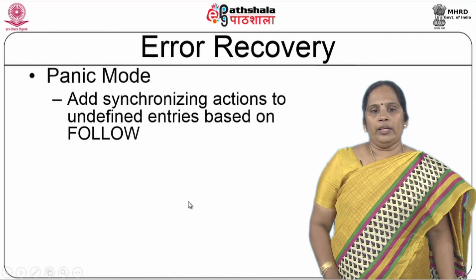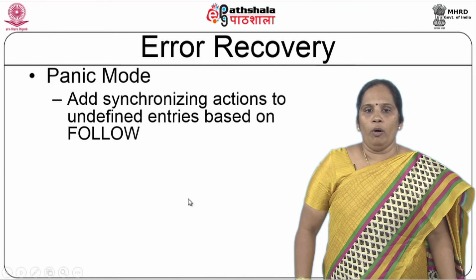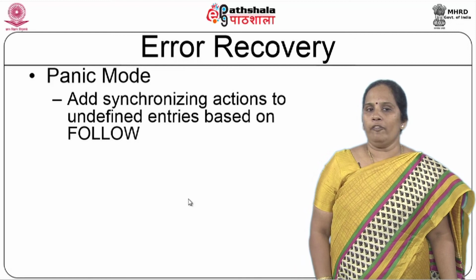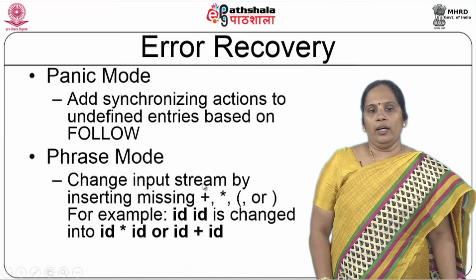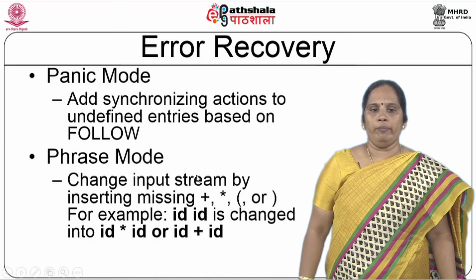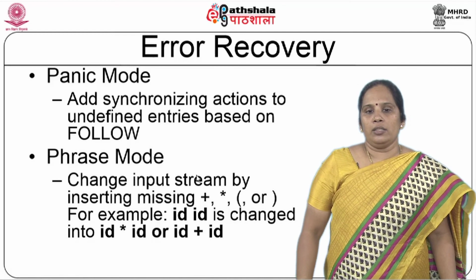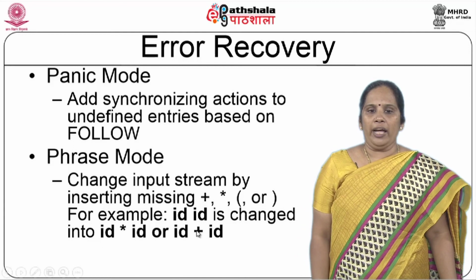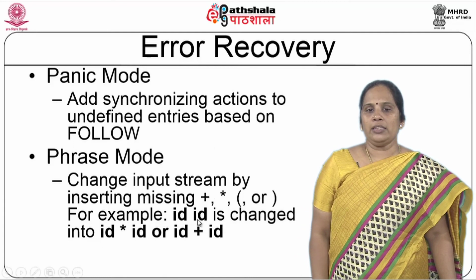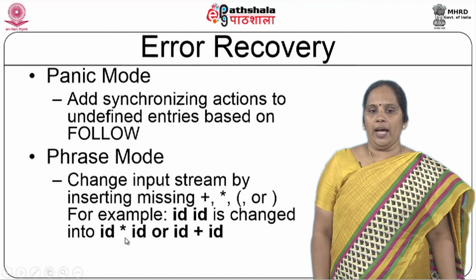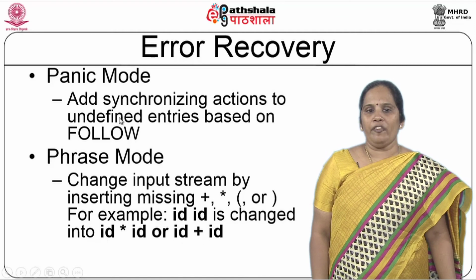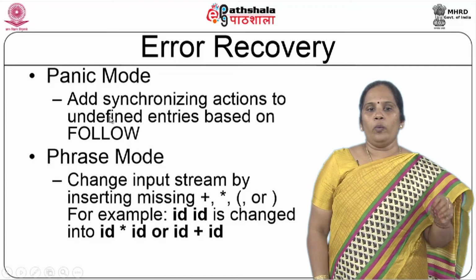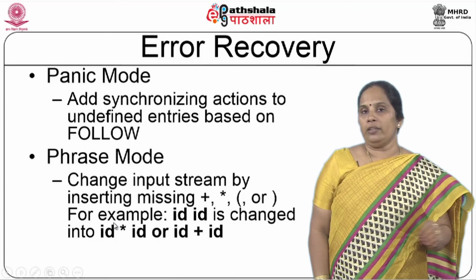So, here in our example, for error recovery in panic mode, you add synchronizing actions to undefined entries based on follow. And then in the phrase mode, change the input stream by inserting plus, star, open parenthesis or close parenthesis. For example, if I have ID, something like this, then that could be changed to either ID star ID or ID plus ID. This is phrase mode, that is just doing a local correction. Now, in panic mode, what do I do? I look at the follow of all the non-terminals.